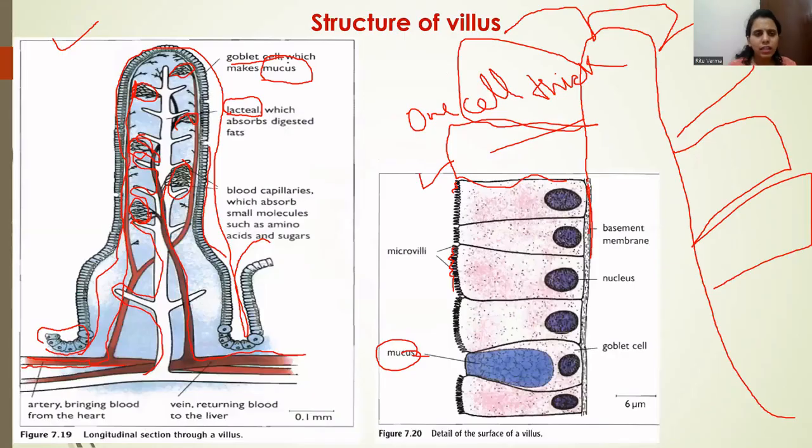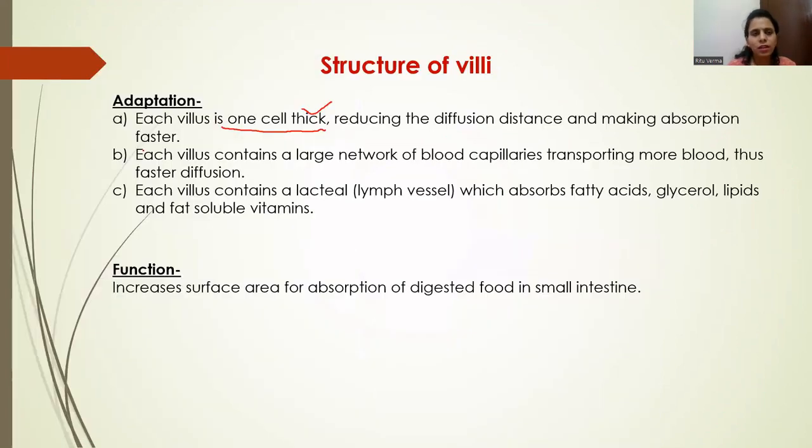You can see here, for example, if you have a molecule of glucose, this molecule of glucose has to enter this blood capillary. So what will happen? This molecule of glucose has to cross only one layer of cell in order to enter inside the blood capillaries. So this is how the diffusion distance and the diffusion time is reduced.